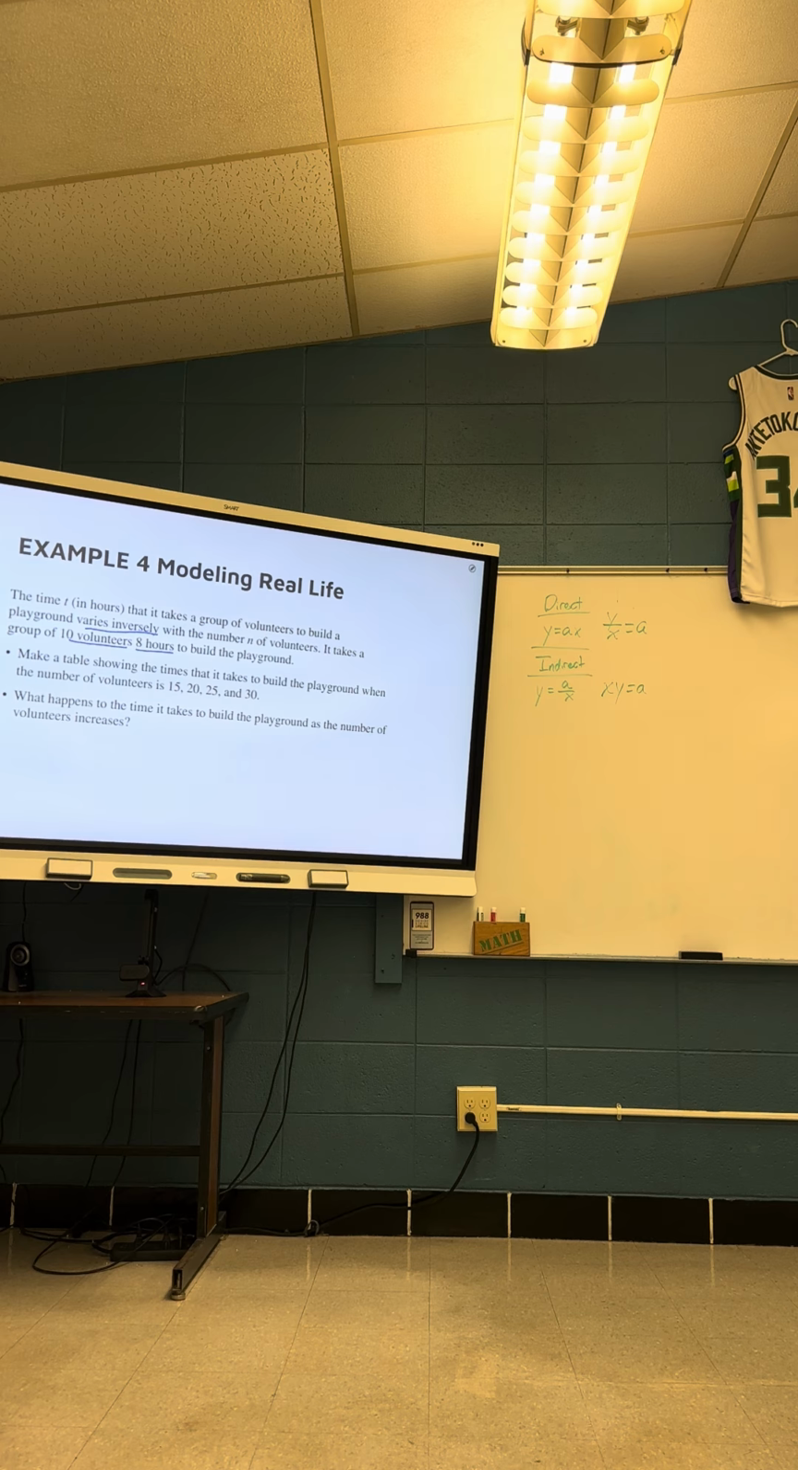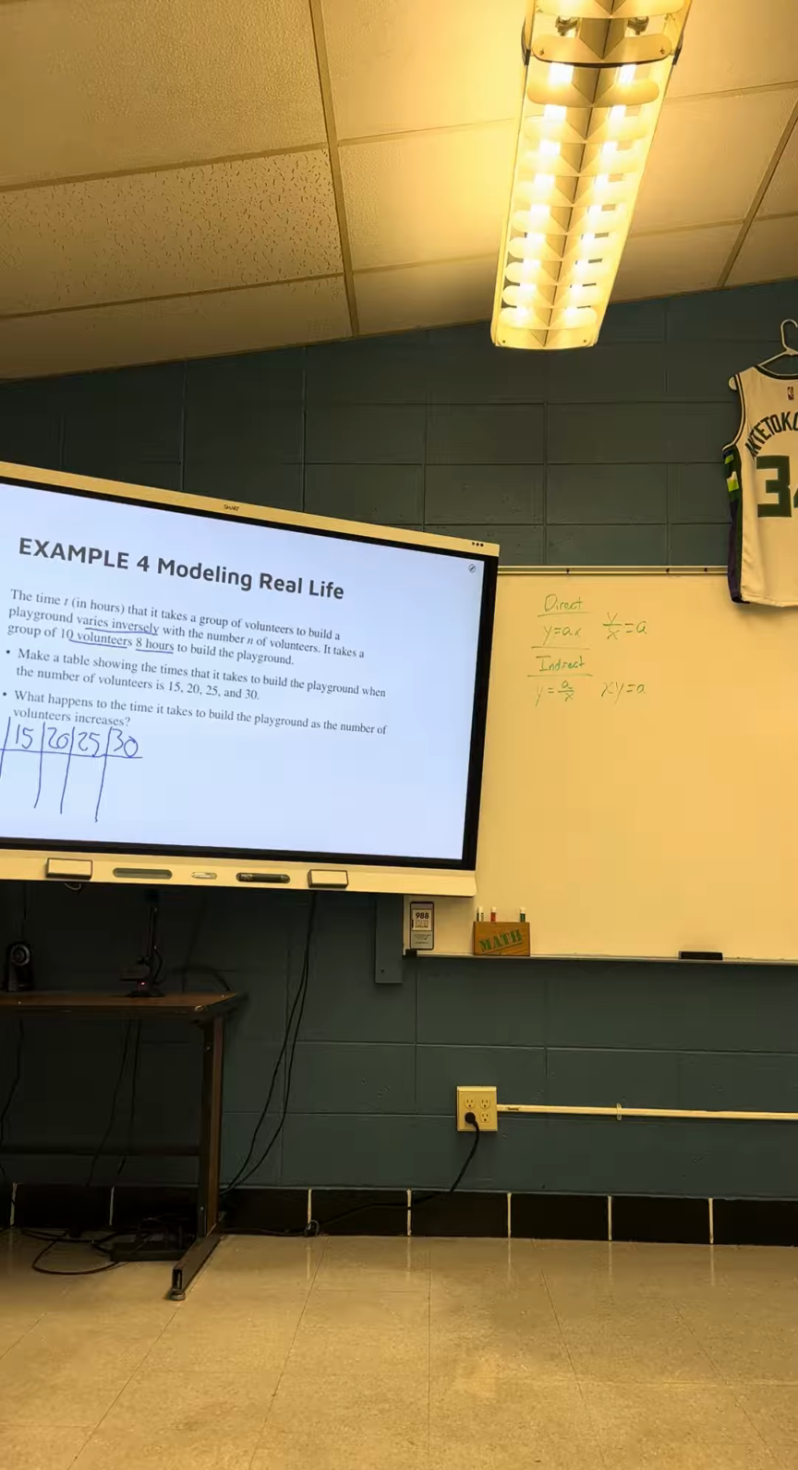So first we're going to make a table showing the times that it takes to build the playground when the number of volunteers is 15, 20, 25, and 30. In this case, our number of volunteers is n, and the amount of time is t. I'm just going to set up the table here quick. Number of volunteers: we've got 10 volunteers, took 8 hours, 15 volunteers, 20 volunteers, 25 volunteers, and finally 30 volunteers. You might be wondering, where do we go from here?